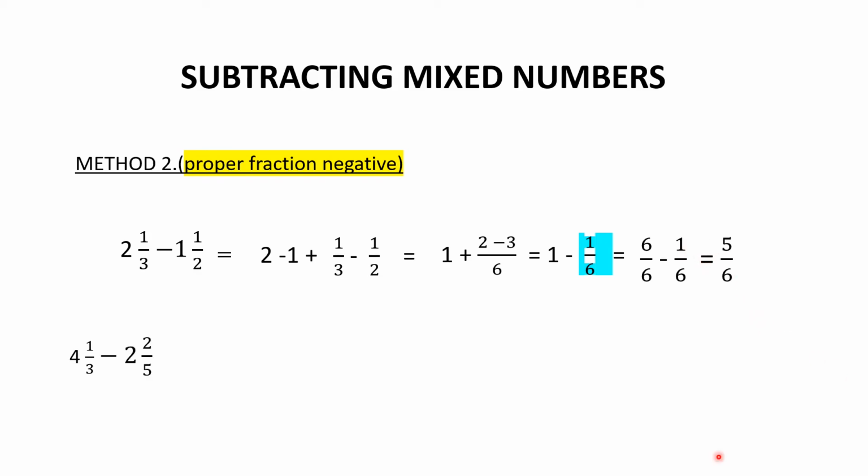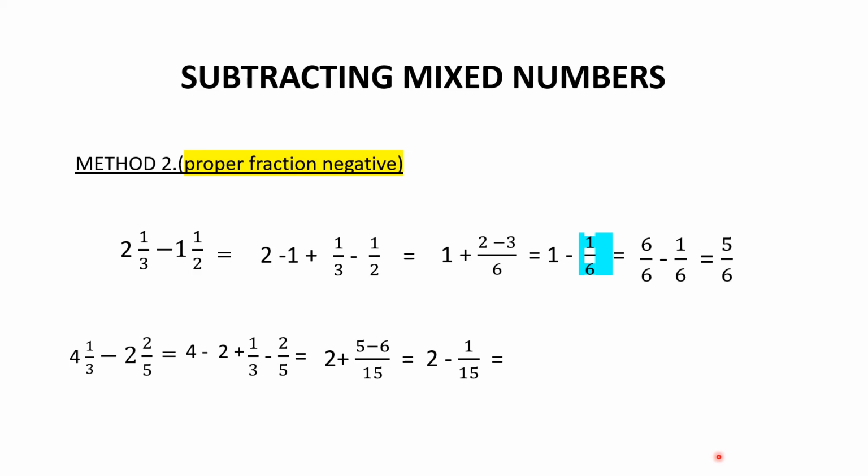Alright, moving on to another example. We are going to take away 2 and 2/5 from 4 and 1/3. Same process. Take away 2 from 4, that's the whole numbers. Then we're going to take away 2/5 from 1/3. So write 1/3 minus 2/5. 2 from 4 is 2. And the process of taking away 2/5 from 1/3 will give us 5 minus 6 over 15, which gives us negative 1/15.